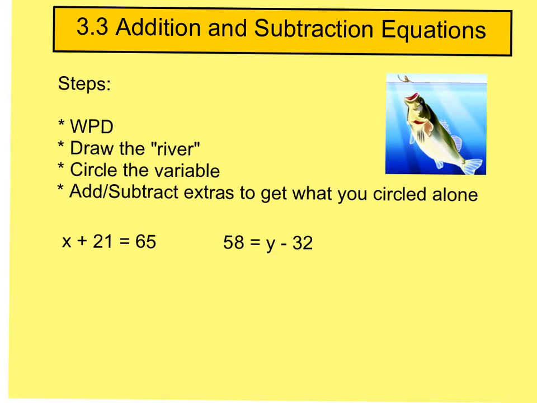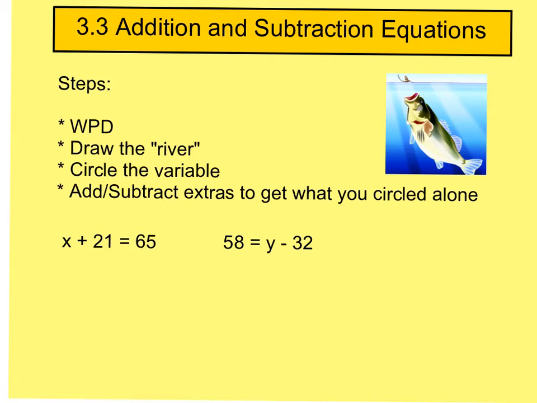So we're going to draw the river. We are going to circle the variable, and then for today, we're going to add or subtract extras to get what you circled alone, meaning we're going to use the inverse operations in order to solve the equation and get the variable by itself. So let's go ahead and practice using those steps on the two problems below.